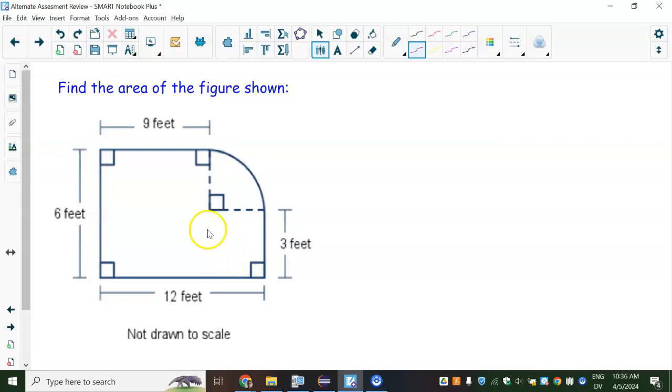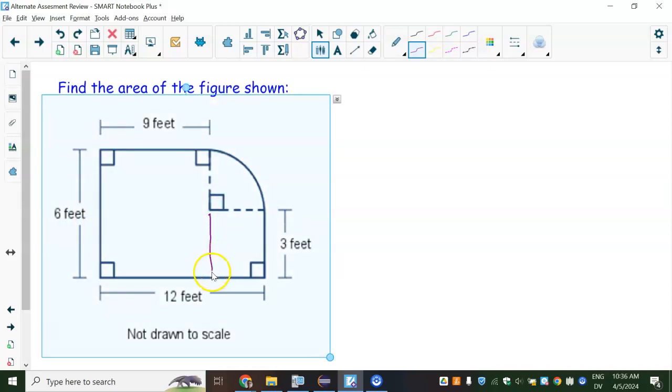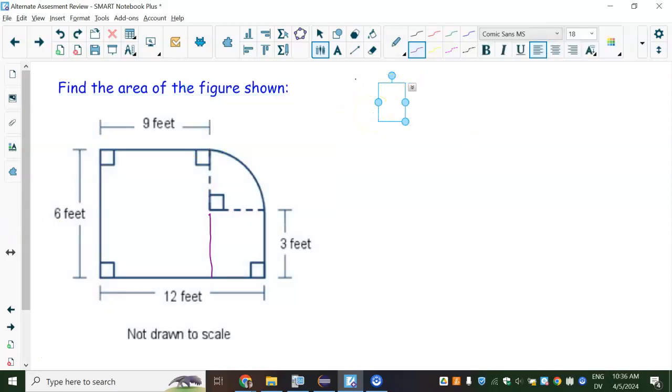Okay, so area here, I think the key is to divide this up into like 3 rectangles, and you could either draw a line this way or this way. I don't think it really matters, but maybe I'll just draw it down here. So if we do that, let's see, we will get this rectangle would be 6 by 9, so this is going to be 54 square feet.